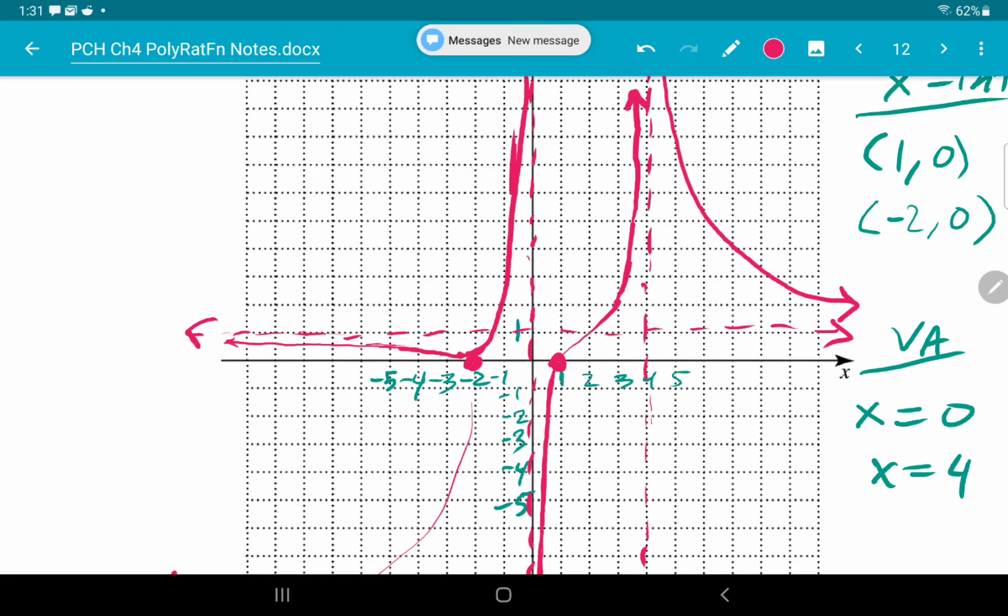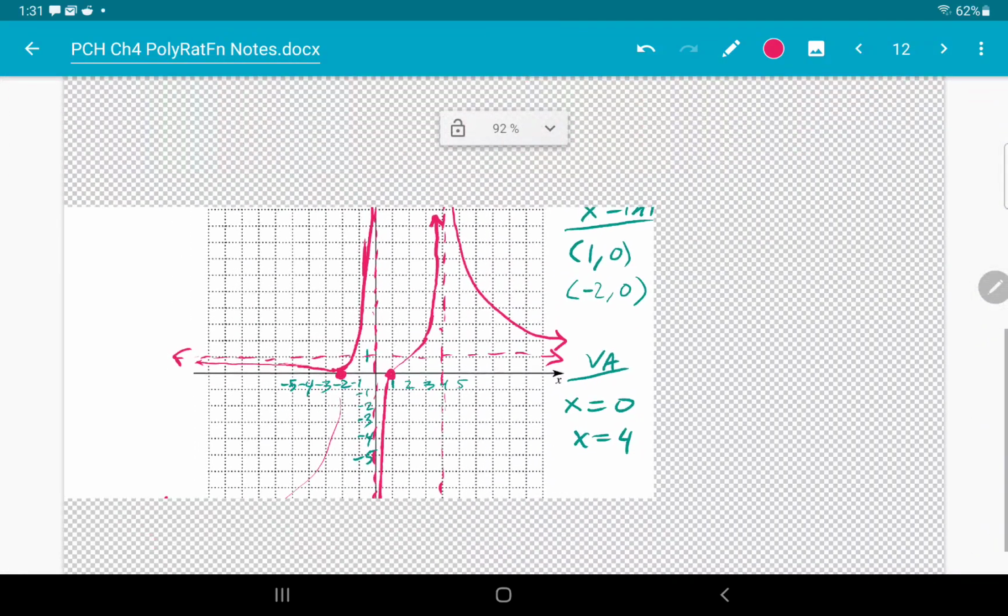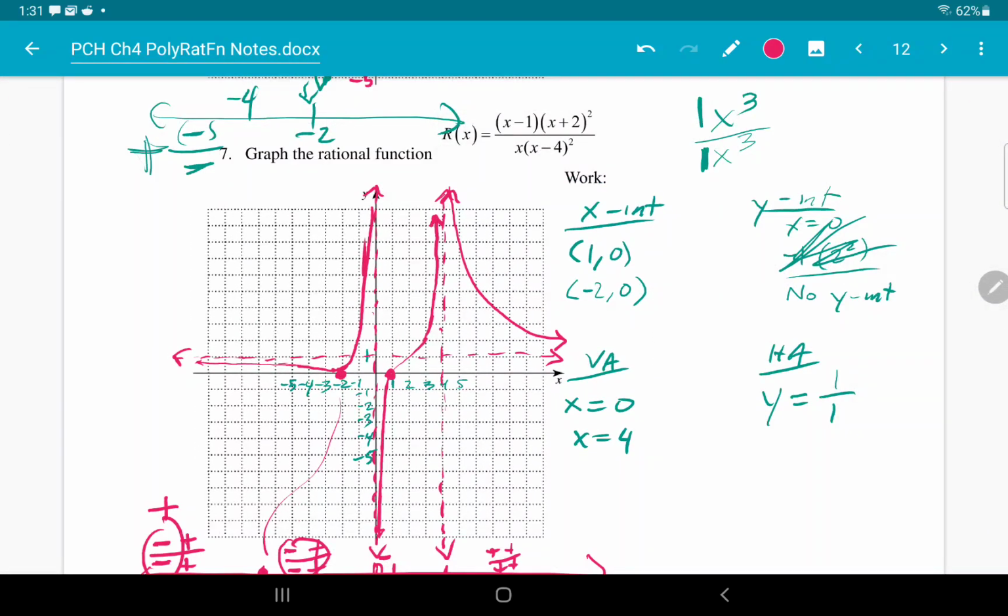Okay. All right, so there we go. That is our final graph for problem 7. I'll stop here and then we'll start another video for part 2.